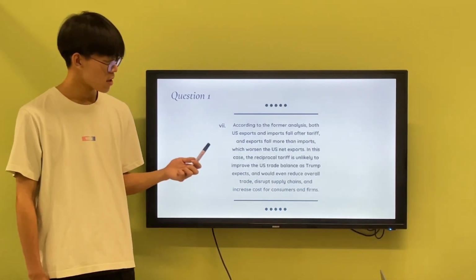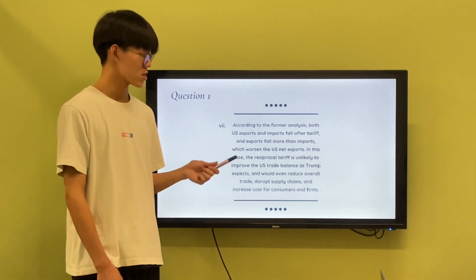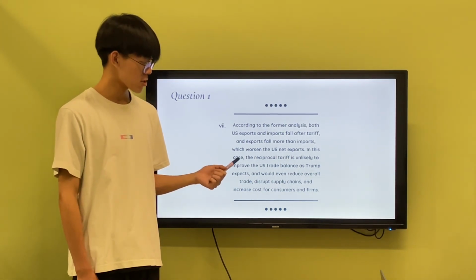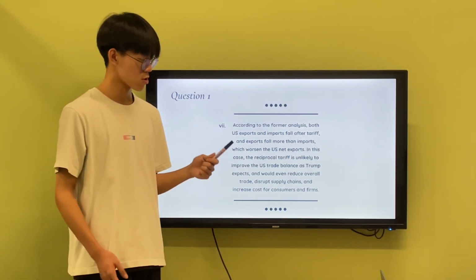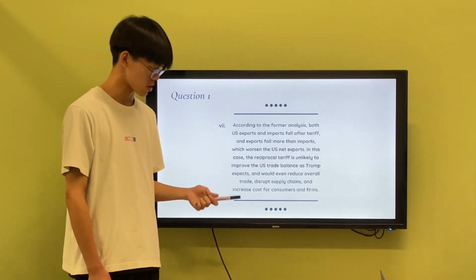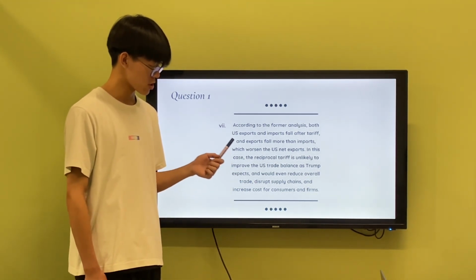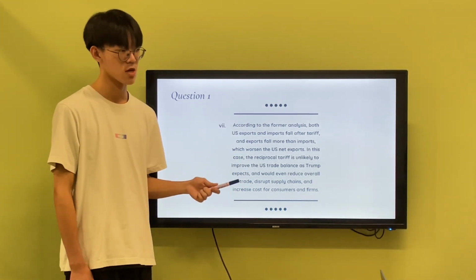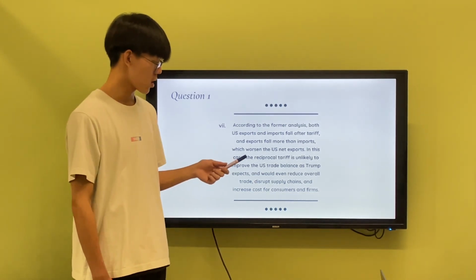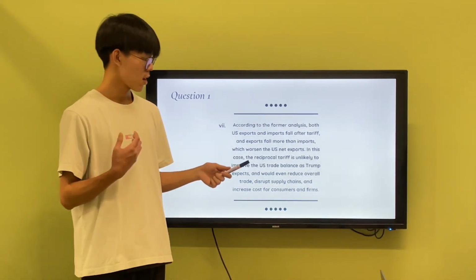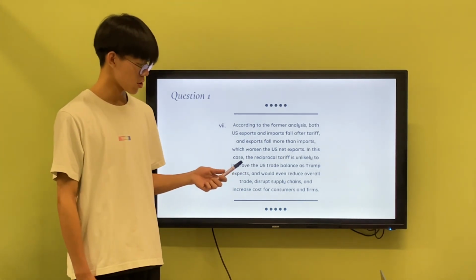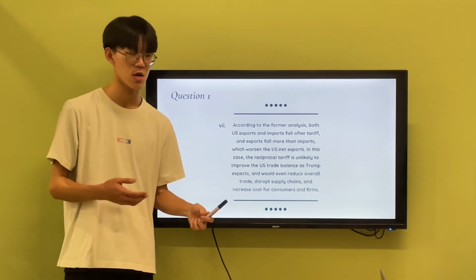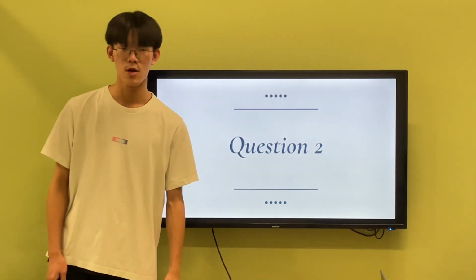And the seventh part: according to the former analysis, both US exports and imports fall after the tariff, and exports fall more than imports, which will worsen US net exports. In this case, the reciprocal tariff is unlikely to improve US net exports as Trump expected. It would even reduce overall trade, disrupt supply chains, and increase costs for customers and firms. That is the explanation of question 1. Let's welcome the next one, Kevin.